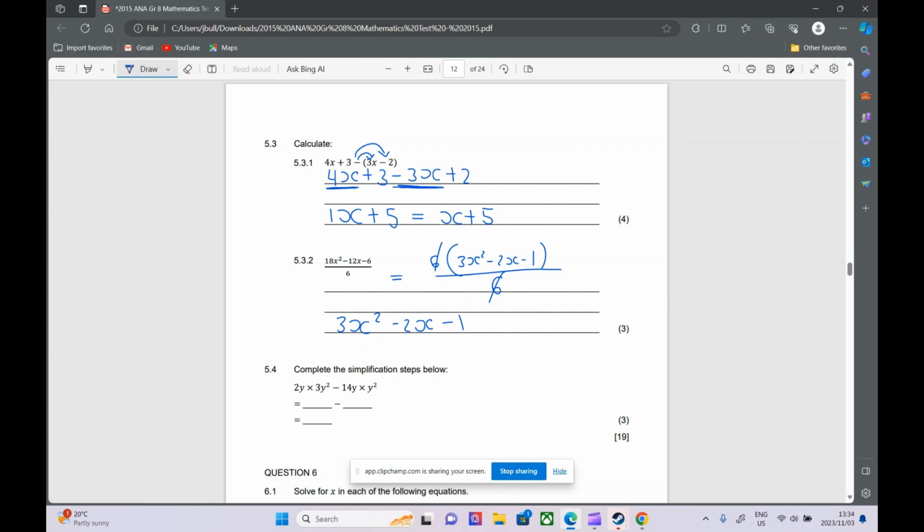And then we could potentially factorize this. So let's see. I think that's probably as far as we're going to go for now. So let's leave it at that for now.